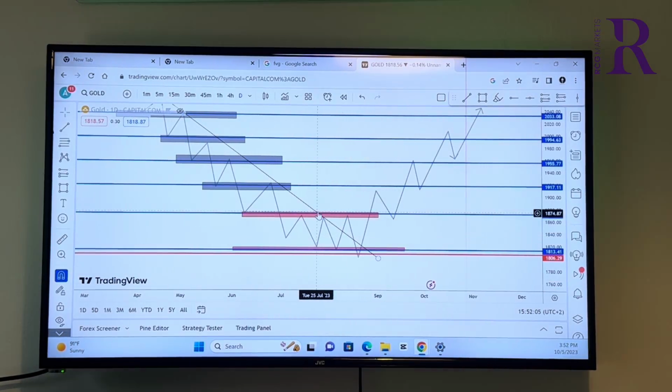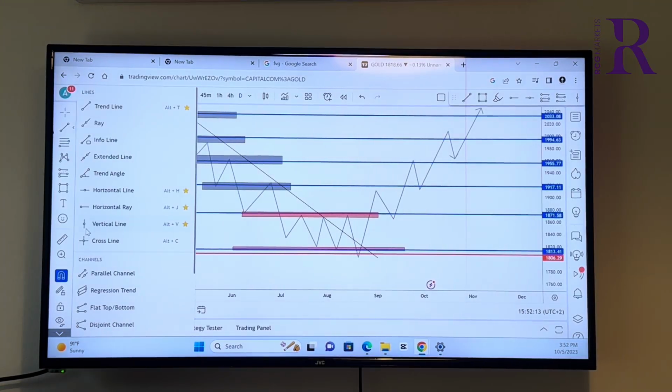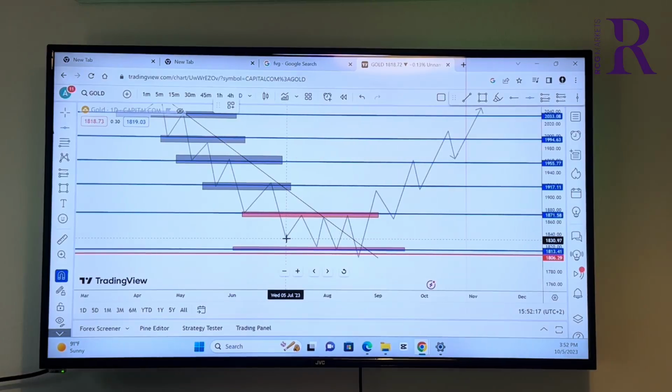But obviously, you can see the market, what did it do? The moment it started pulling back up, it did not respect this price. Let me show you that. Let's get a line in. The market now did not respect this zone here, this low.